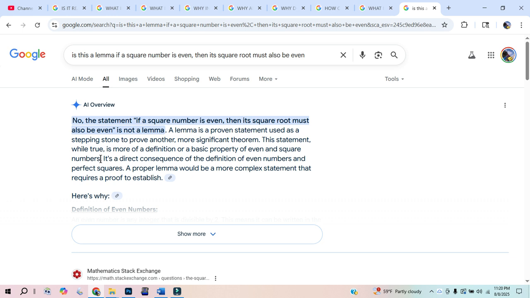You know what I mean? But we actually looked it up. We figured out maybe what a lemma is, what a theorem is, what a proof is. A little bit.